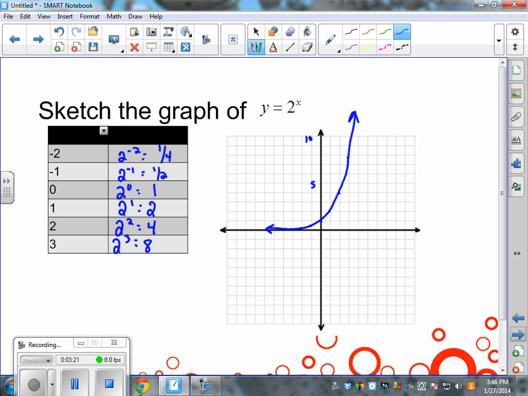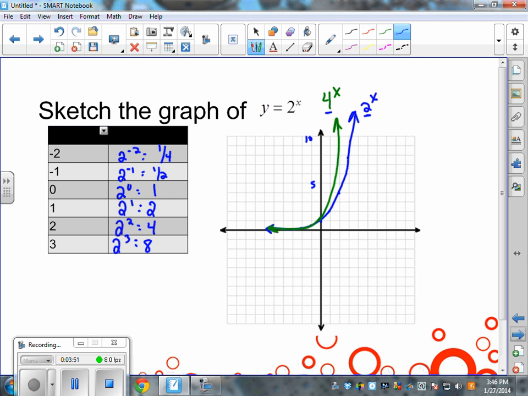Notice that compared to 4 to the x, the graph was not near as steep when I graphed 2 to the x. So if I looked at the graph of 4 to the x, I would expect it to look something like that, where this would be 2 to the x. So my graph is steeper the larger the base is. I'm going to expect my graph to grow quicker, and so my graph would end up being steeper.